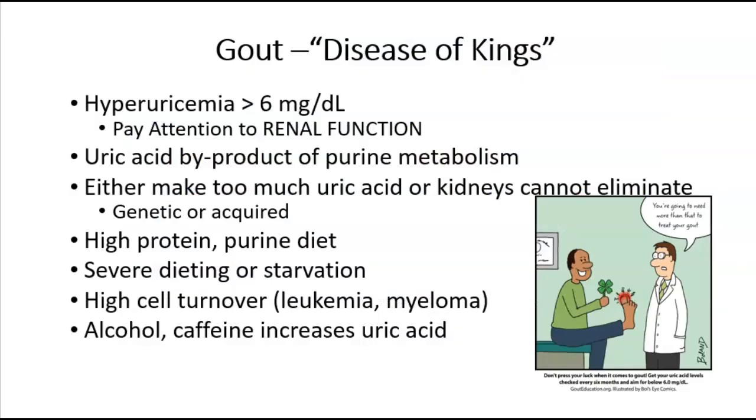All right, so we're going to move on to gout, which is also called the disease of kings. It's a type of arthritis with hyperuricemia greater than 6 milligrams per deciliter. And that is a result of purine metabolism, which in turn causes crystallization and inflammation. It can be genetic or acquired.